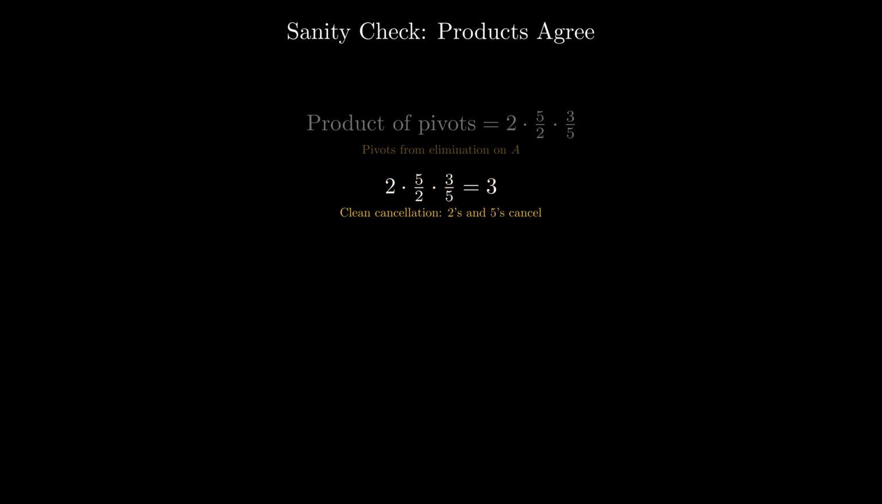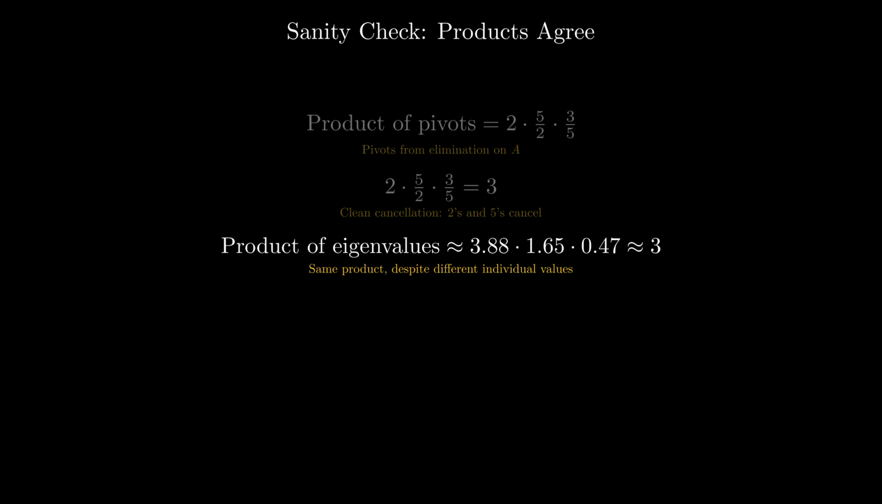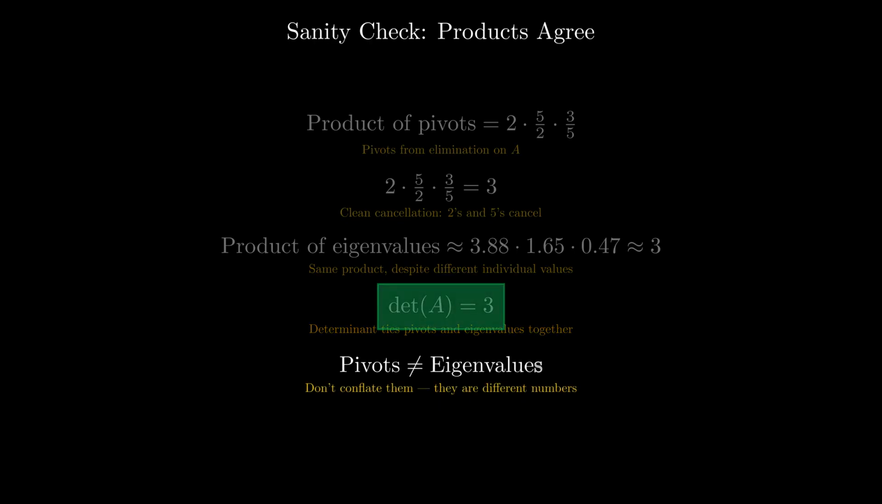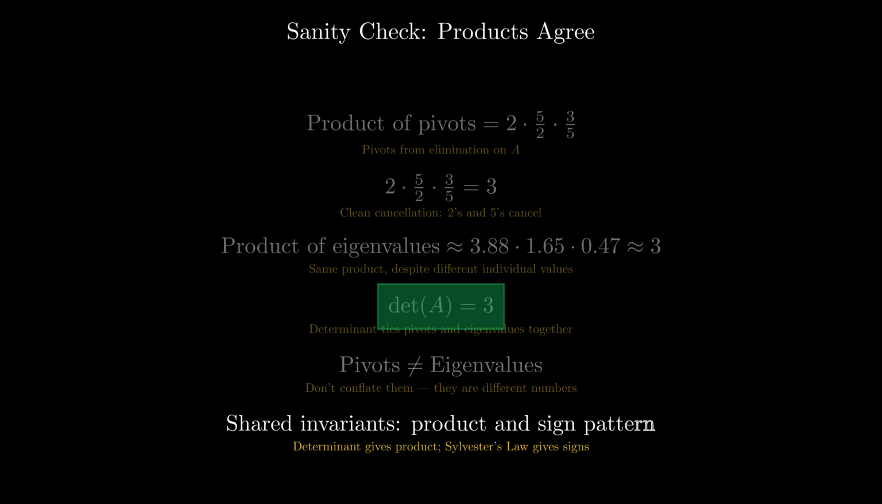One more sanity check. Pivots are not eigenvalues, but their products agree. Multiply the pivots. 2 times 5/2 times 3/5. The 2 and the 5 cancel cleanly, leaving 3. Now multiply the eigenvalues. Approximately 3.88 times 1.65 times 0.47. That also comes out to about 3. And both equal the determinant of A, which is 3. So pivots and eigenvalues share two invariants, their product and their sign pattern. Beyond that, they generally have nothing else in common. That is the precise sense in which they are linked.